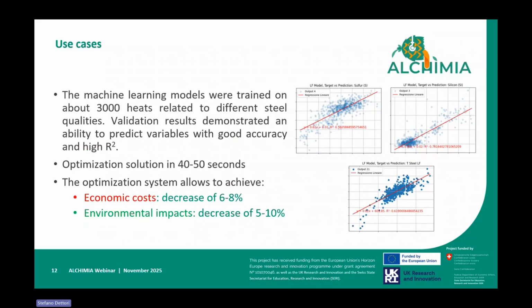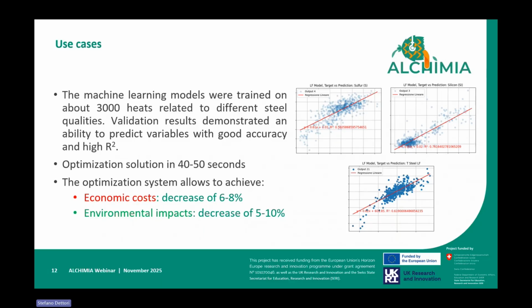We train the system with around 3,000 heats for each specific plant. And the models demonstrate, also in the testing phase, quite high accuracy and also precision. The optimization allows to have suggestions in around 40 to 50 seconds, so more or less in real time, as soon as operators receive the first sample of temperature and chemical composition.